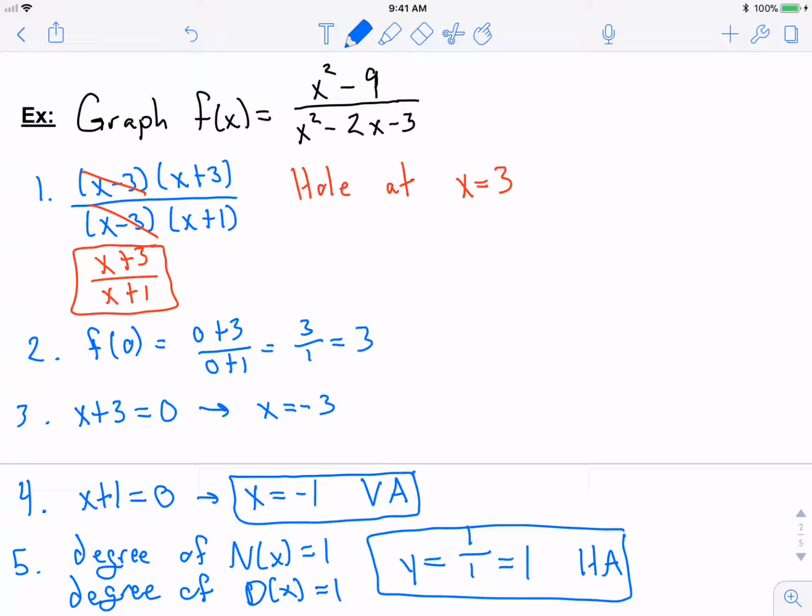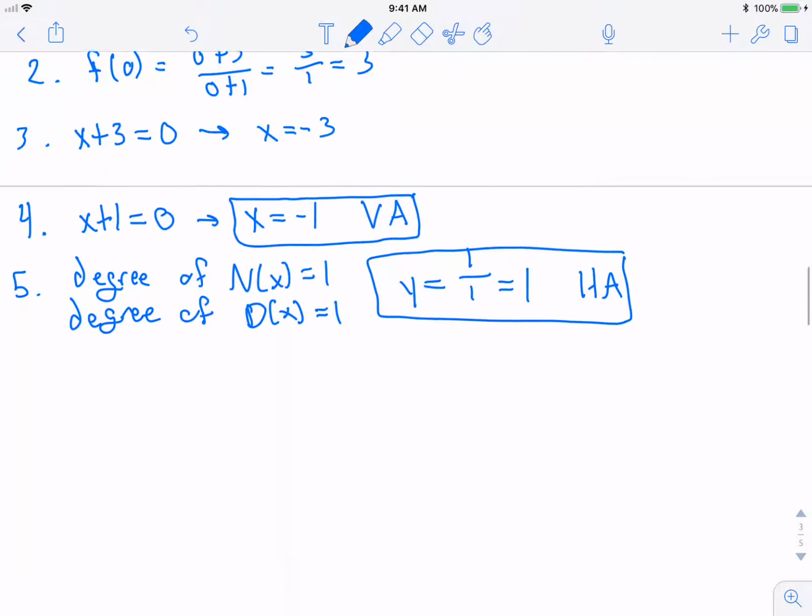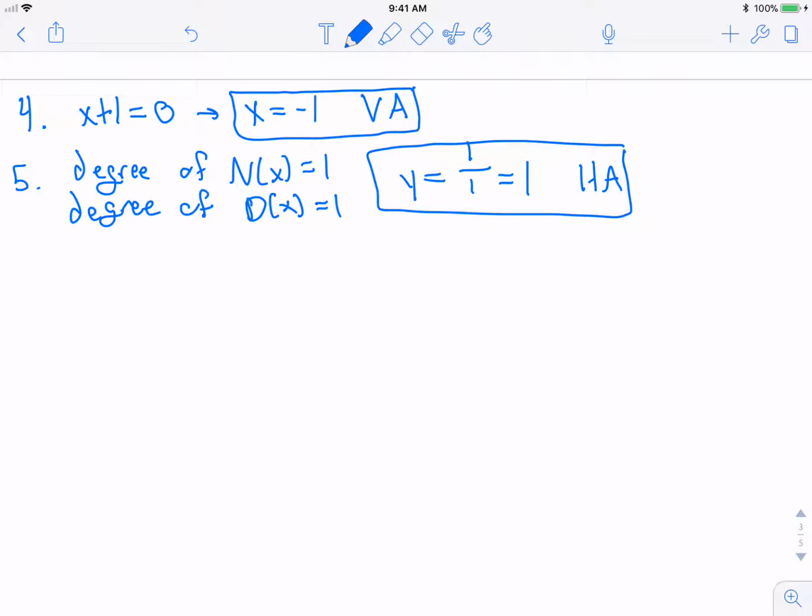Step 6, we plot all these down, and then we pick some points between our vertical asymptotes and our 0 to see what it looks like. So let's actually graph this now.